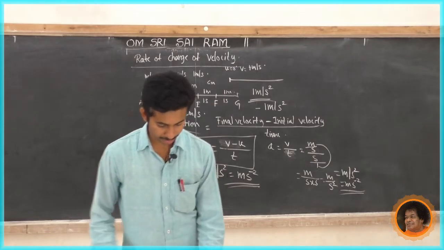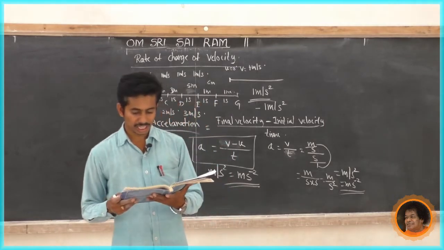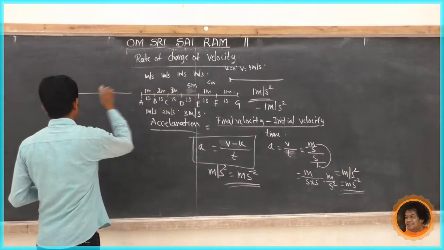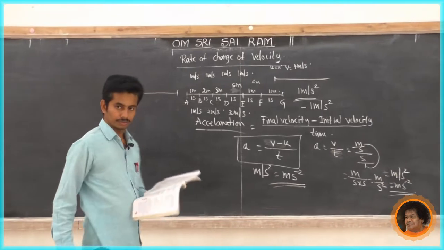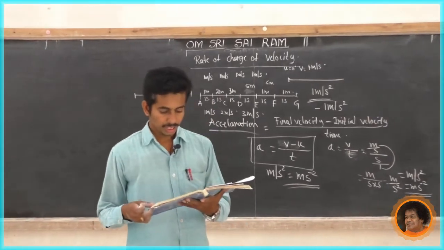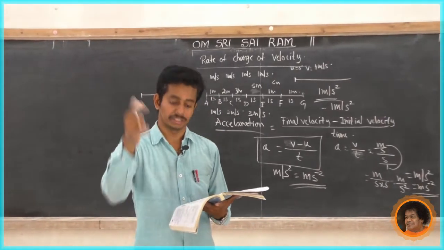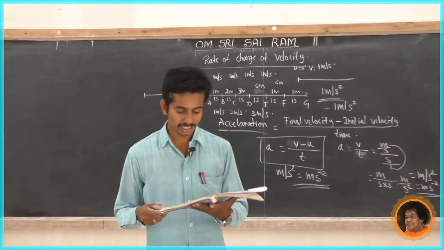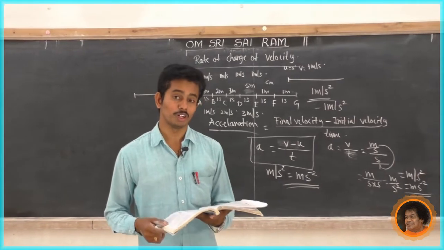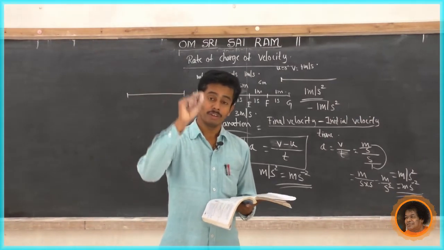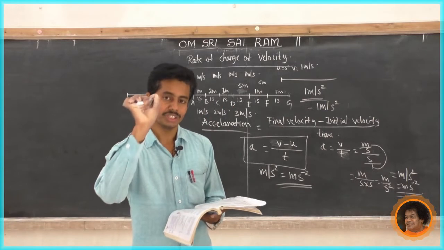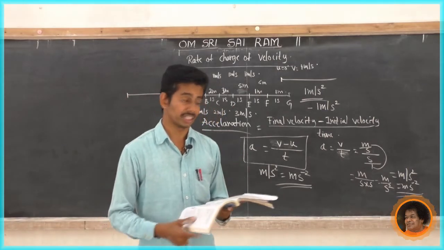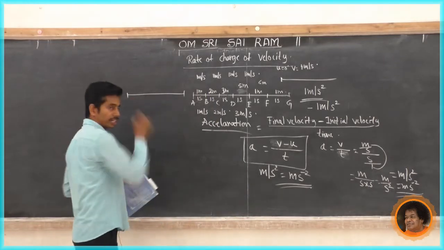Another very important thing: if an object travels in a straight line, and its velocity increases or decreases by equal amounts in equal intervals of time, then the acceleration of the object is said to be uniform. When we say the acceleration is uniform, the condition is that the object travels in a straight line.